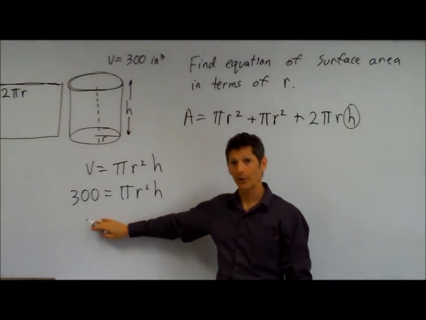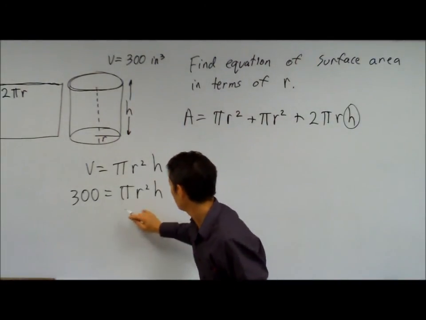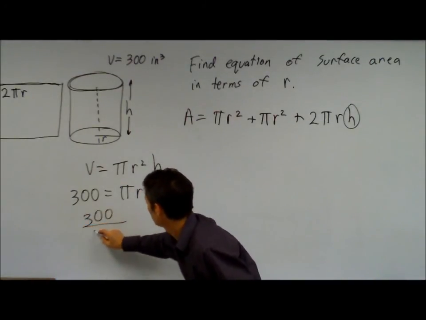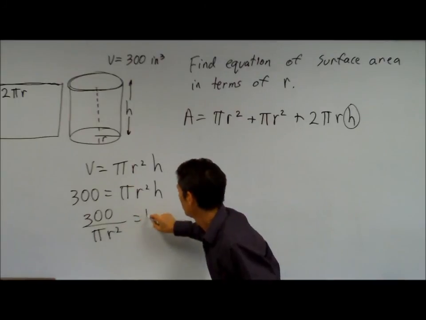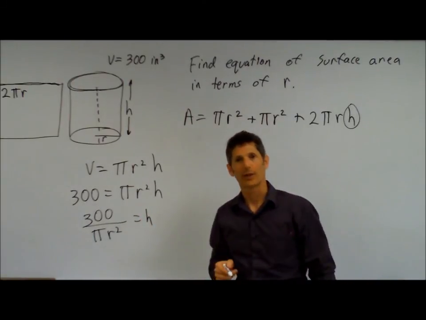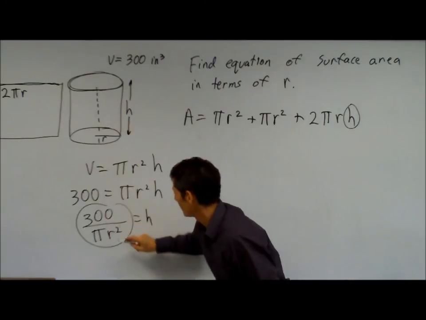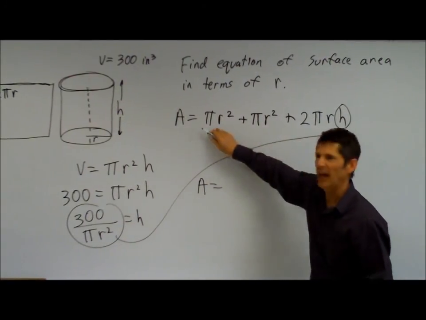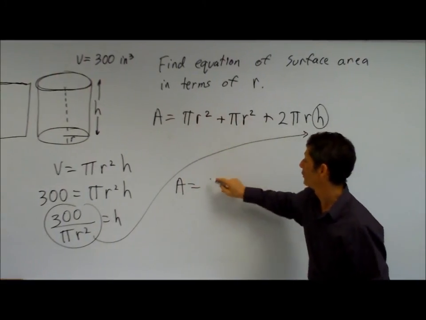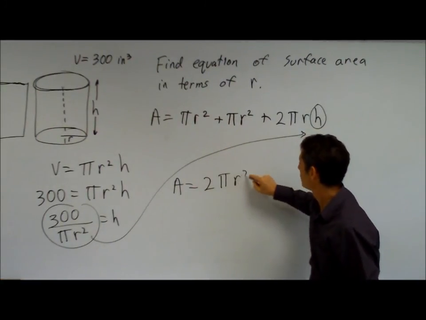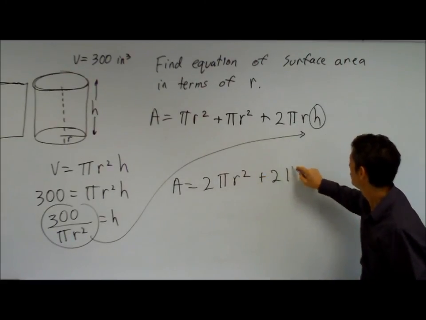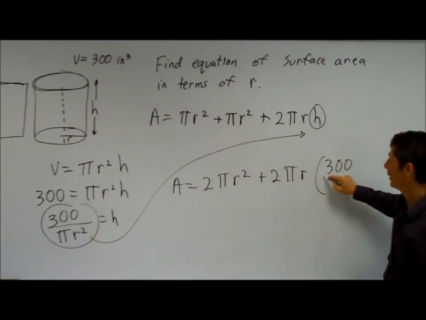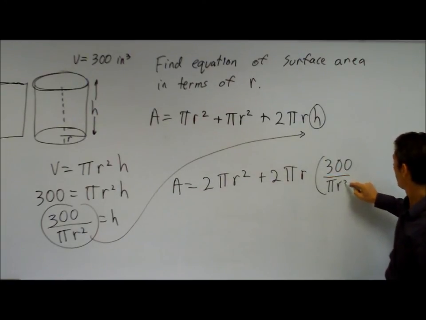So here, I'm going to go back to my other equation. If I can get h by itself here, that doesn't look too bad. I'll divide by pi r squared. That's h. I think I'm almost there. I think you're almost done. Just going to stick that in for h, and I have my area. I'm going to add these up while I'm at it. Pi r squared plus pi r squared is 2 pi r squared, plus 2 pi r. Instead of writing h, I'm going to write 300 over pi r squared.